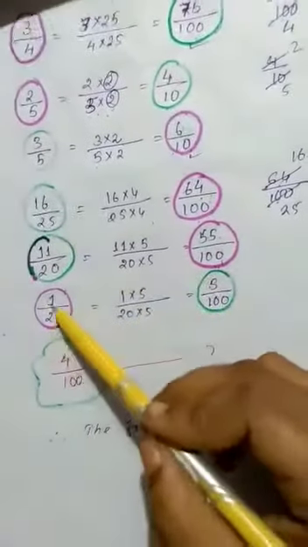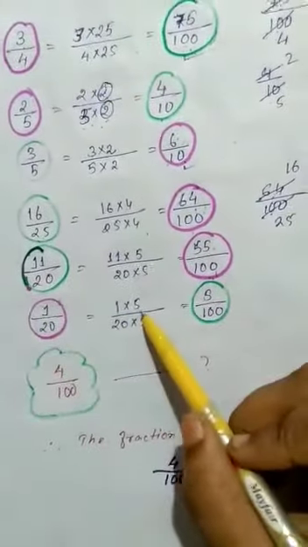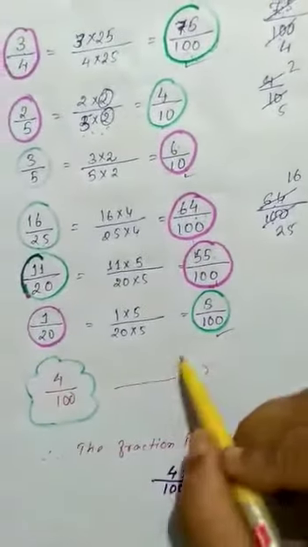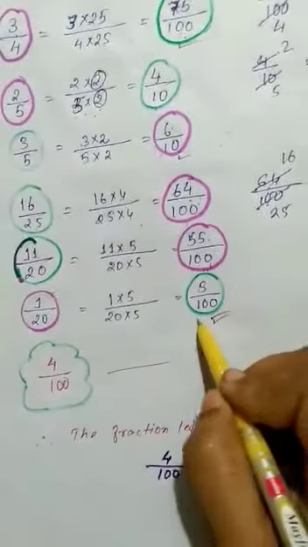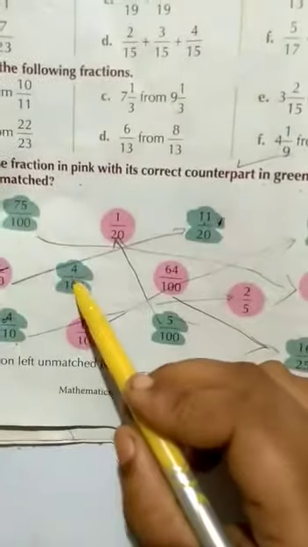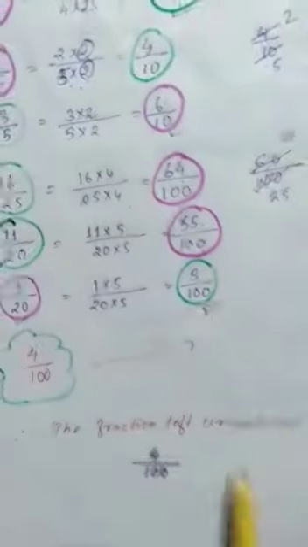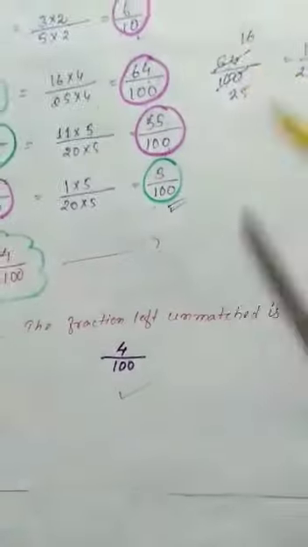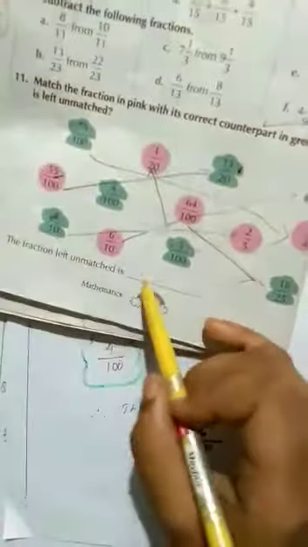Okay, now 1 by 20, so 1 into 5, and 20 into 5 is 5 by 100. Okay, if you convert, the equivalent fraction is this, and from this also you can make it 1 by 20. And now after matching all the fractions, what is left here is 4 by 100, the fraction left unmatched is 4 by 100. This is the thing. So how I have shown, you can write it in your copy like this, or you match also in your book, then you write it.